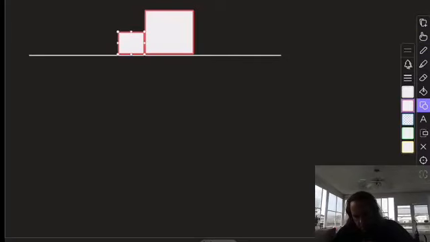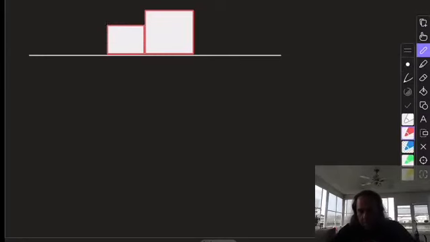Okay. So again, similar to the train problem, which box had the force applied to it? The smaller one.